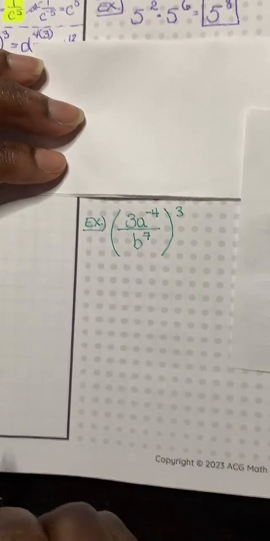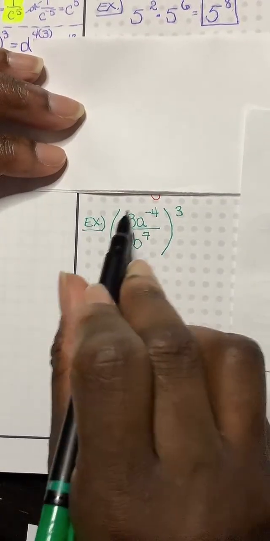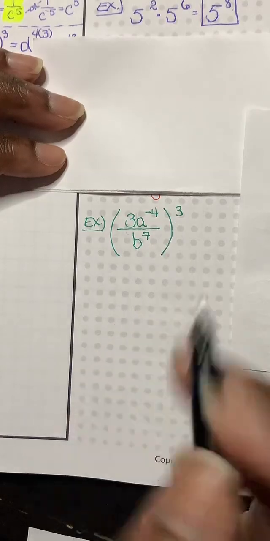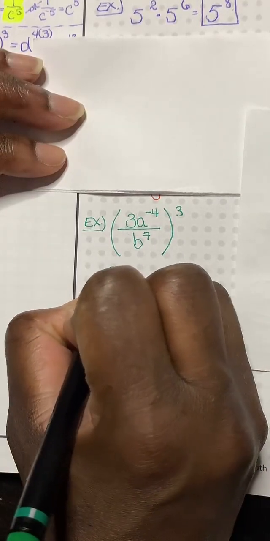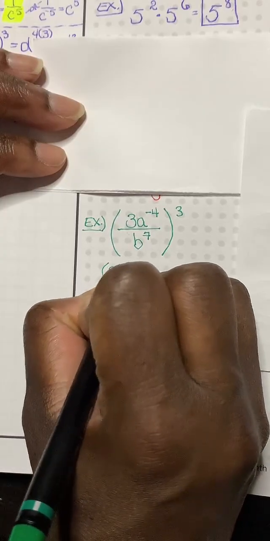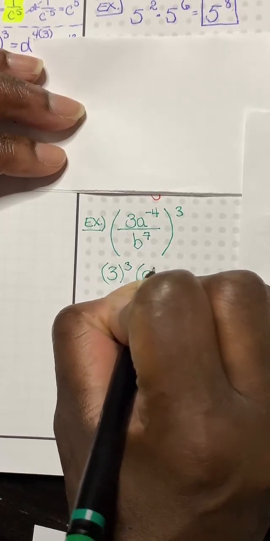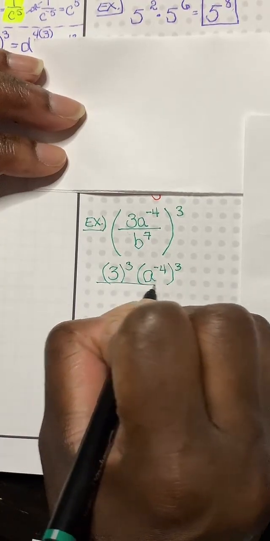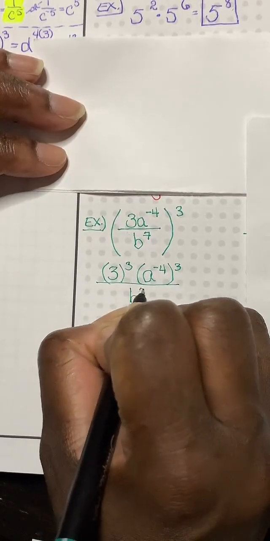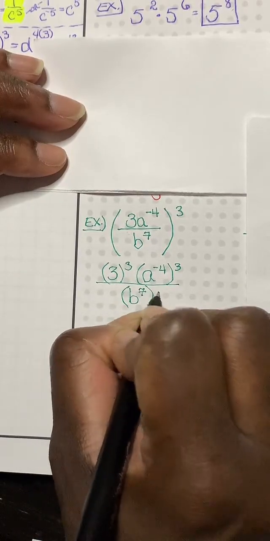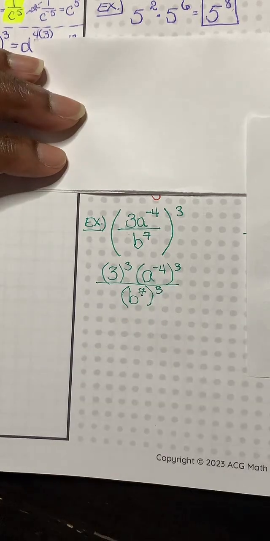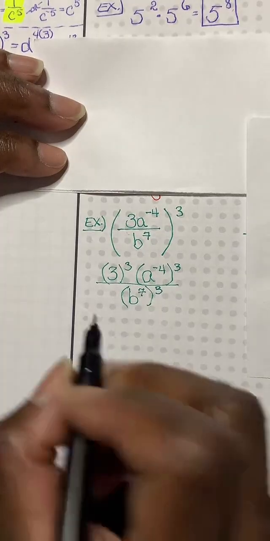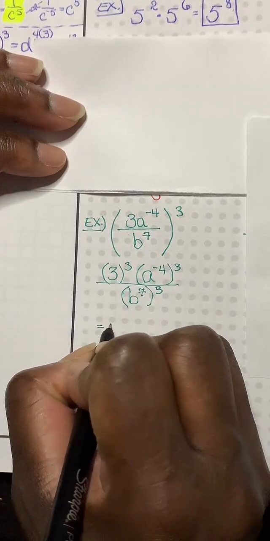Okay. So now, we can't do anything inside the parenthesis. Everything needs to be raised to the third power. That means the 3 needs to be raised to the third power, that a to the -4th needs to be raised to the third power, as well as the b to the 7th. So 3 to the third power, that's 3 times 3 times 3. That gives us our 27.